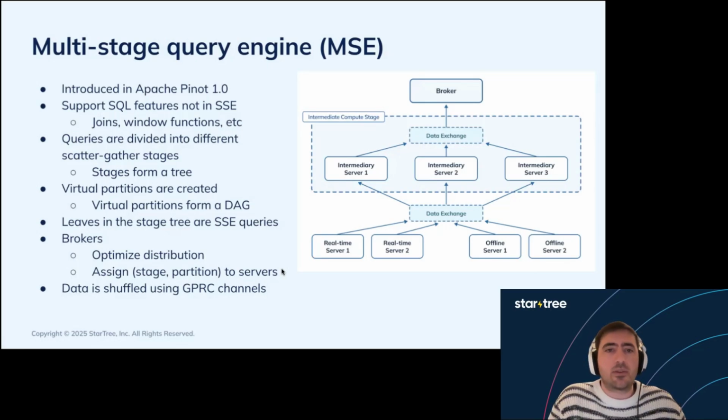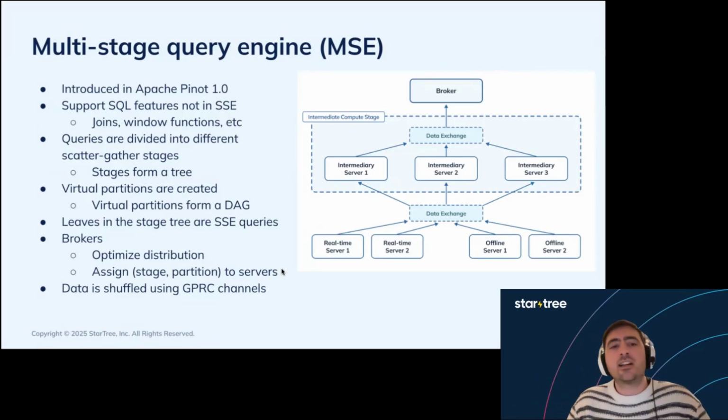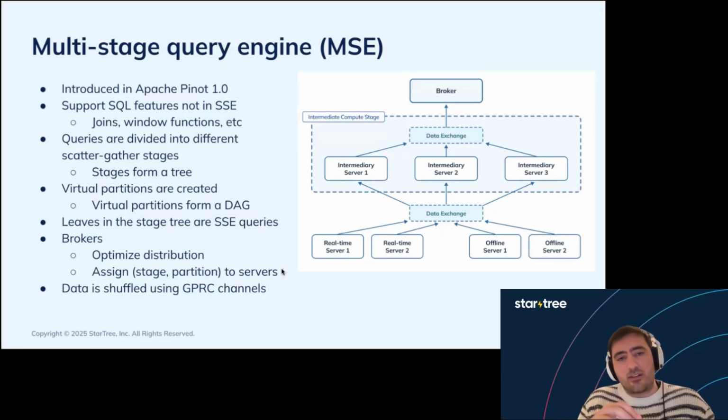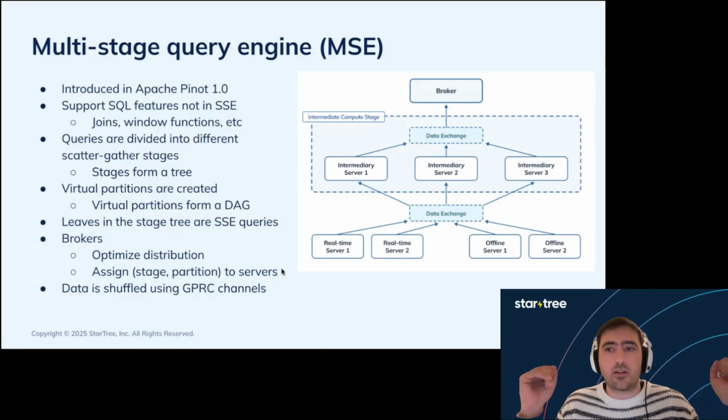We released that in Apache Pinot 1.0, and this multi-stage query engine is an iteration on top of the other one. The idea here is that instead of having an expression tree and evaluating it in a scatter and gather fashion, we create several stages, one of which is a scatter and gather phase. The query is divided into these stages, and we assign a parallelism to each stage, usually by creating virtual partitions on the data that we are going to analyze.